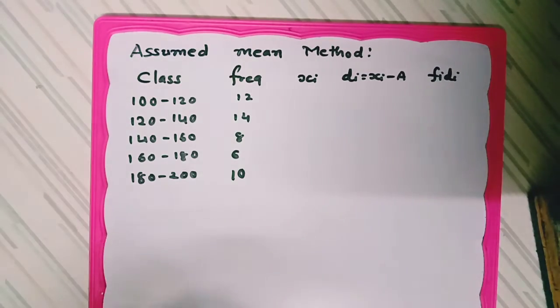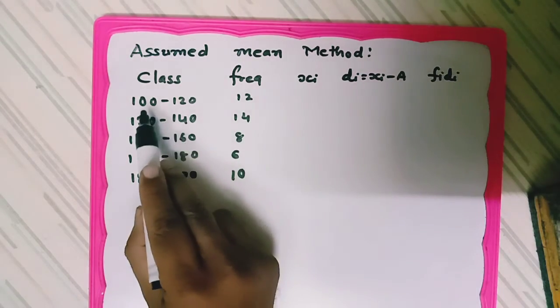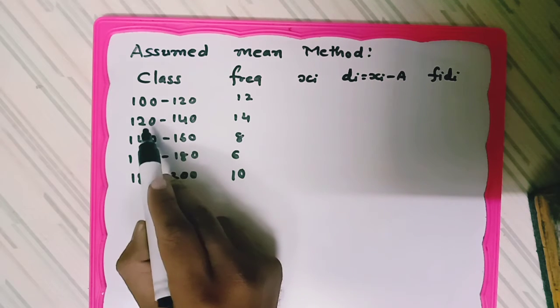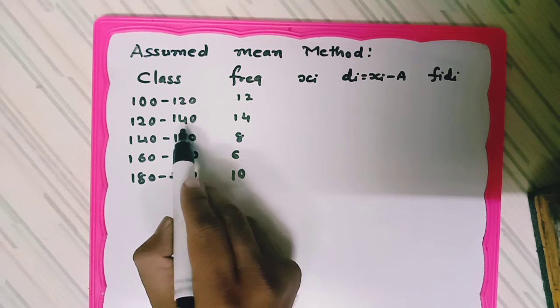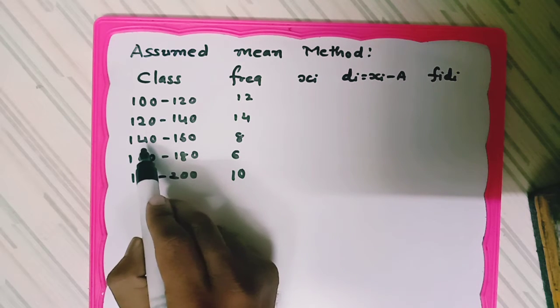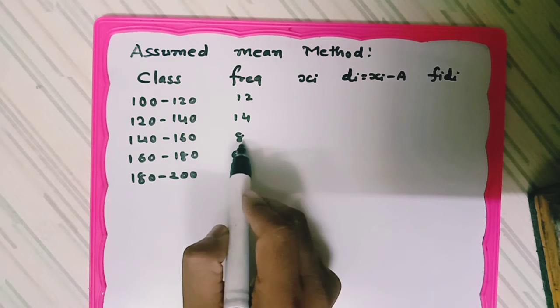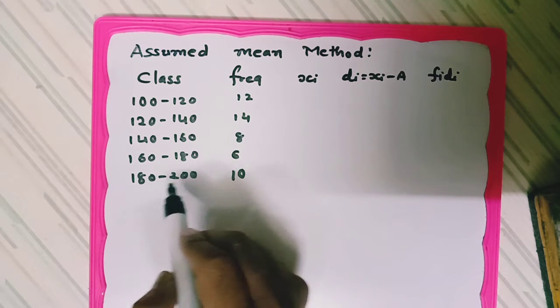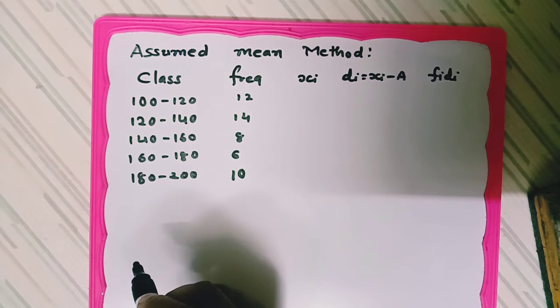Let's see one more sum by the assumed mean method. So classes are given: 100 to 120, its frequency is 12; 120 to 140, its frequency is 14; 140 to 160, its frequency is 8; 160 to 180, its frequency is 6; 180 to 200, frequency is 10.